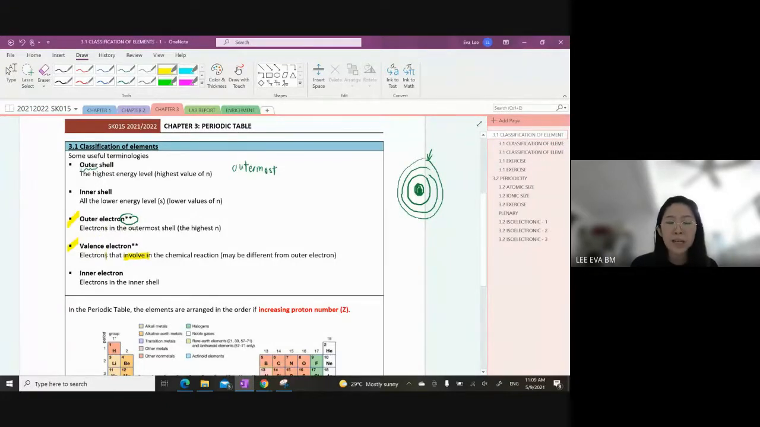The last one over here is the inner electron. That means all the electrons in your inner shell. Just now we had outer shell, inner shell. So the inner electron is the electron located in the inner shell with a lower value of n.